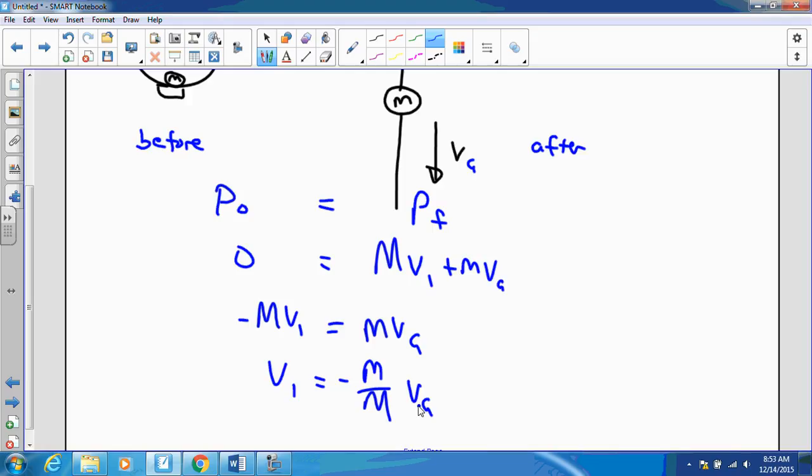But actually it's not a problem at all, because you have the right of it. If you think about it very carefully, the velocity of the man with respect to the ground should be equal to the velocity of the man with respect to the balloon plus the velocity of the balloon with respect to the ground. But the velocity of the balloon with respect to the ground is this V1.